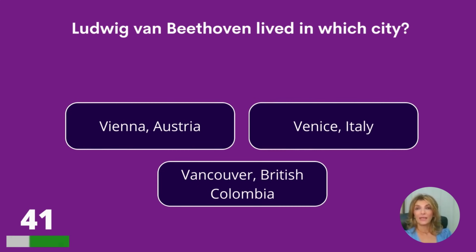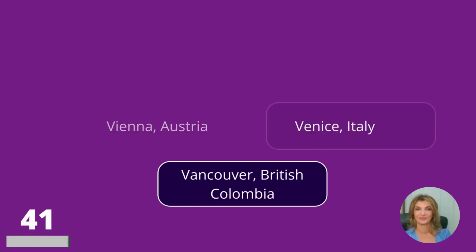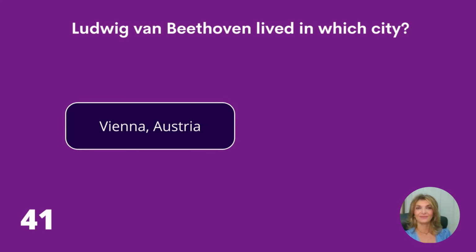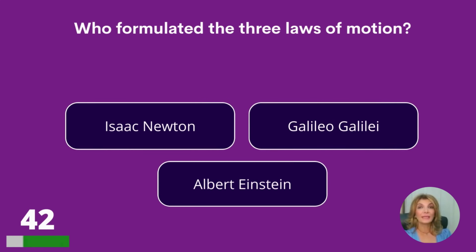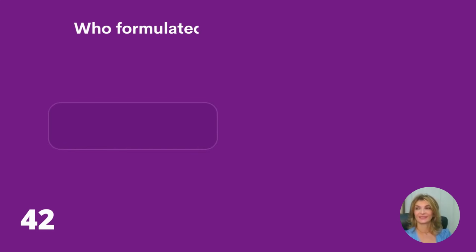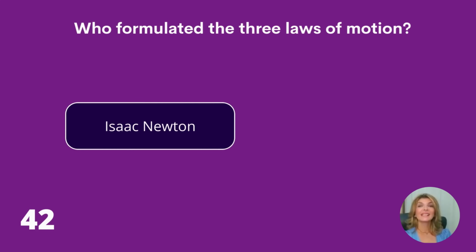Ludwig van Beethoven lived in which city? Vienna, Austria, Venice, Italy, or Vancouver, British Columbia? Vienna, Austria. Who formulated the three laws of motion? Isaac Newton, Galileo, or Albert Einstein? Isaac Newton.